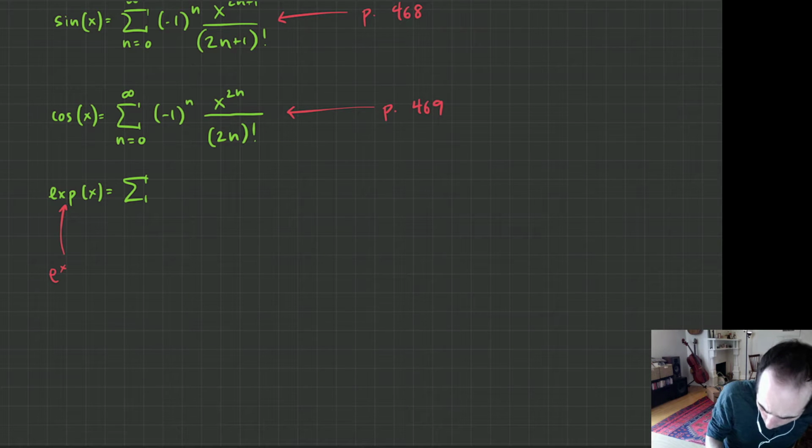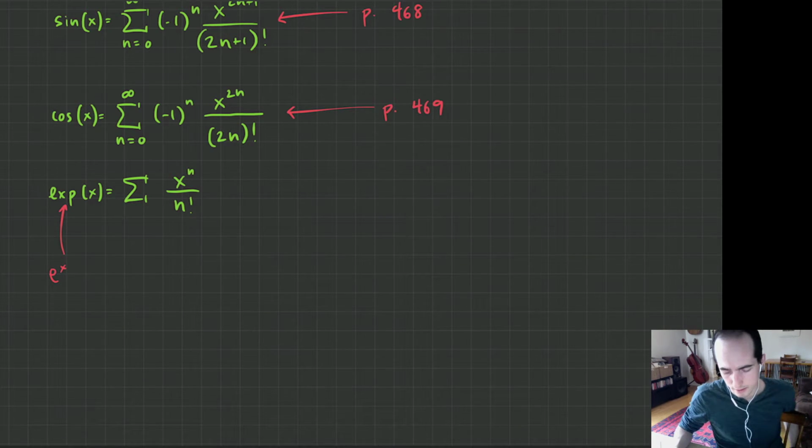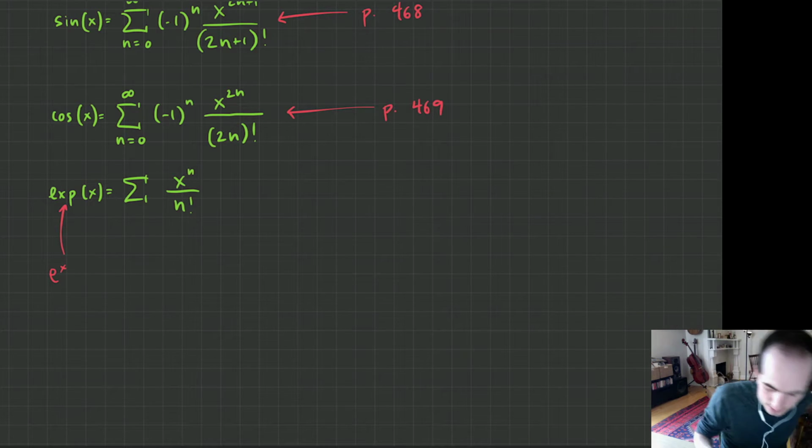So we don't get any negatives or positives, so we don't have to worry about anything like this. The Taylor series expansion is just x to the n over n factorial. It's the easiest one to remember. It's basically the vanilla Taylor series. And I should also say that this is going from n equals 0 to infinity.